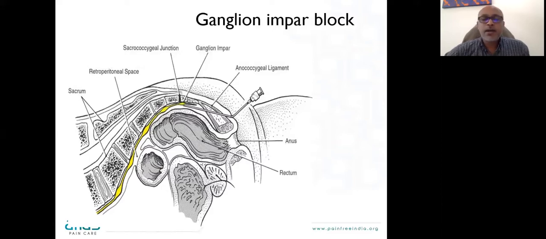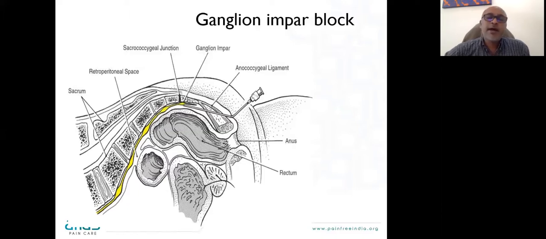I just put this image up so that you can understand the possible problems which might arise. You can see just inferior to the needle is the rectal wall. It's a very, very tiny space, and you can easily puncture it. And that's the only reason I put this slide up.